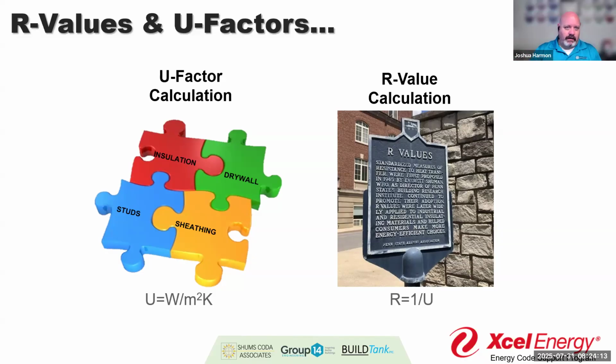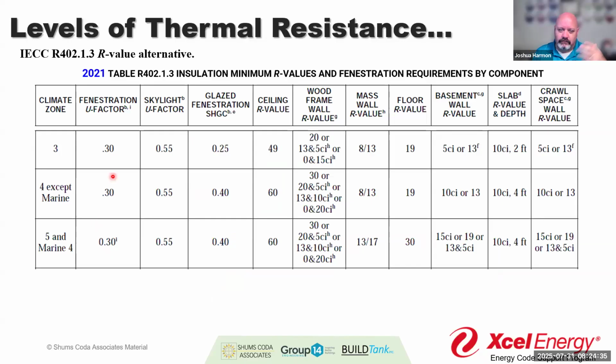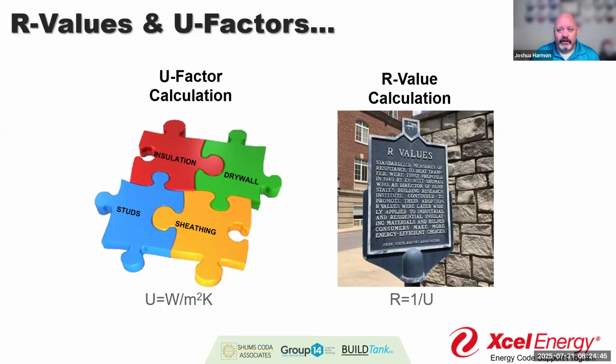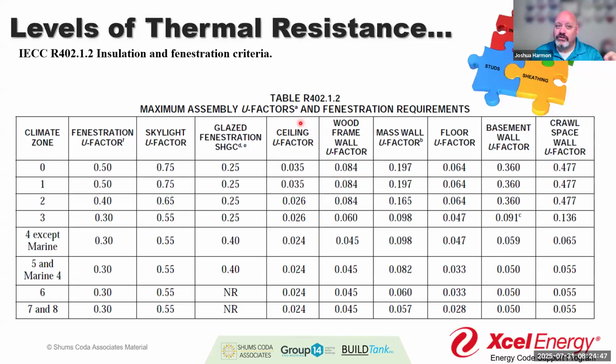So we created the R value in 1945, which literally, like we see the equation there, instead of watts per square meter Kelvin, it's calculate the U first and then divide it into 1, right? So you still got to do the U calculation. But again, that's why when we think about the 21 R value table, I kind of glossed over this, it's now section R402.1.3, versus when we look at the U factor, it's R402.1.2.